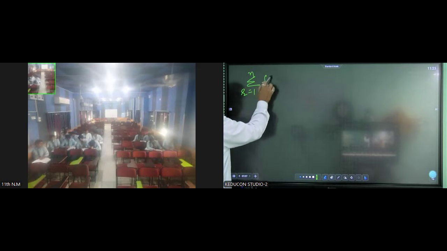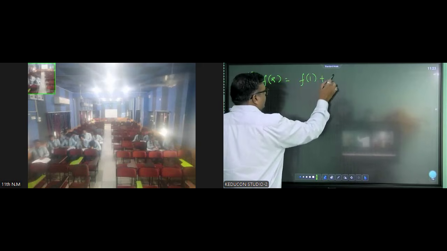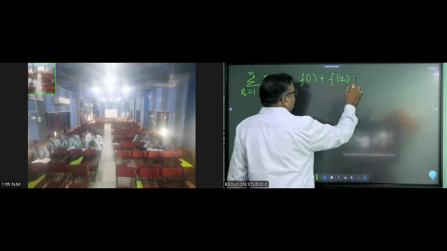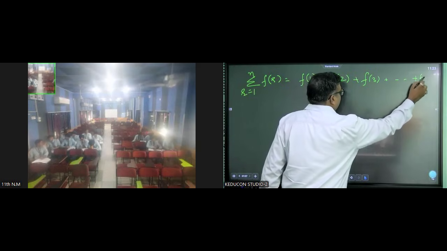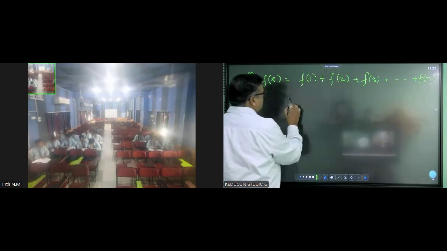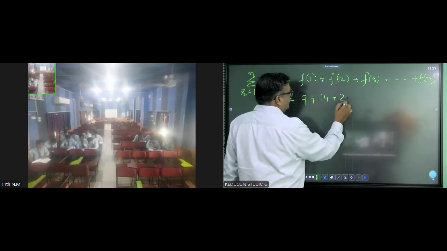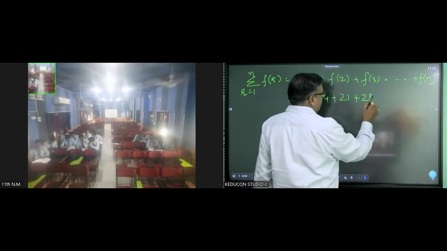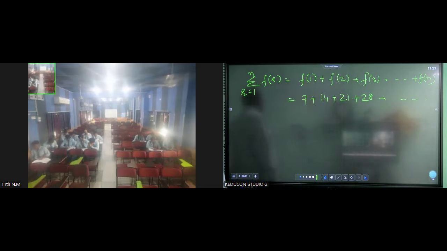Summation r varies from 1 to n. So fr will be equal to f1 plus f2 plus f3 plus f4 plus up to fn. What is the value of f1? 7 plus 14 plus 21 plus 28 plus up to n terms. Any doubt till now, bacho? Any doubt?